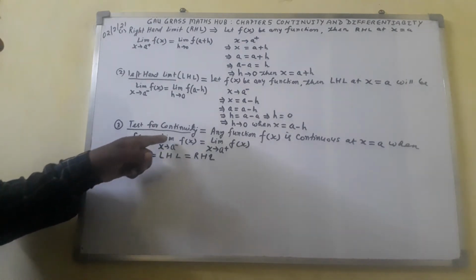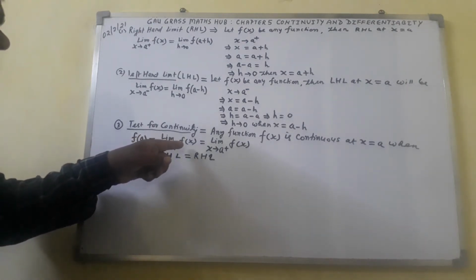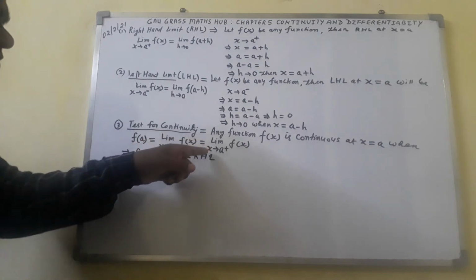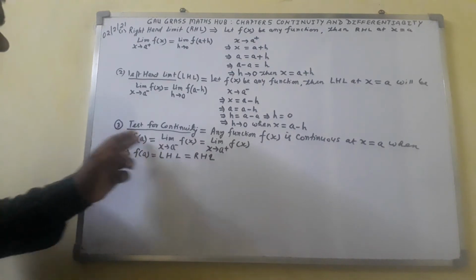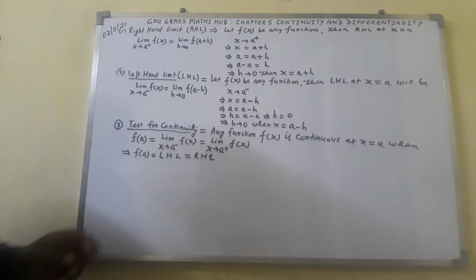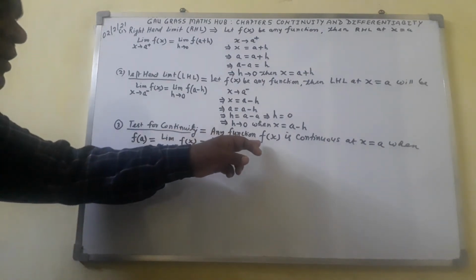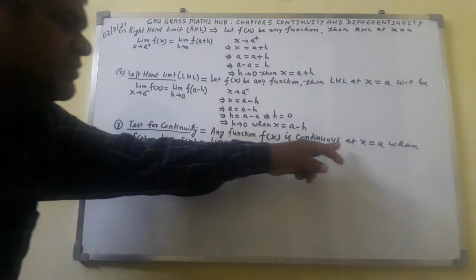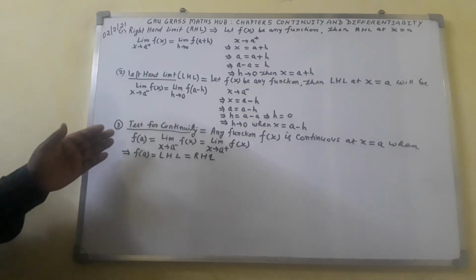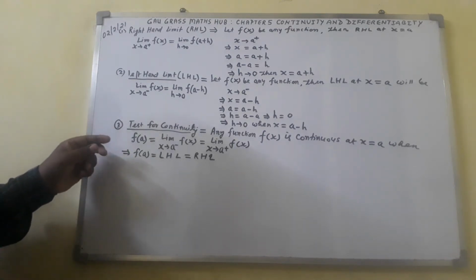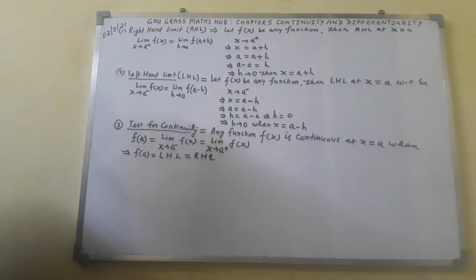f(a) equals lim x→a⁻ f(x) equals lim x→a⁺ f(x). If this condition is there, then the function f(x) will be continuous at x equal to a. This is the theorem based on test for continuity.